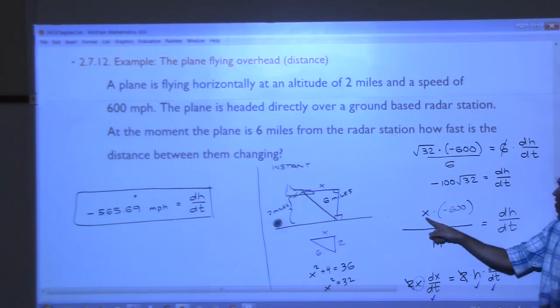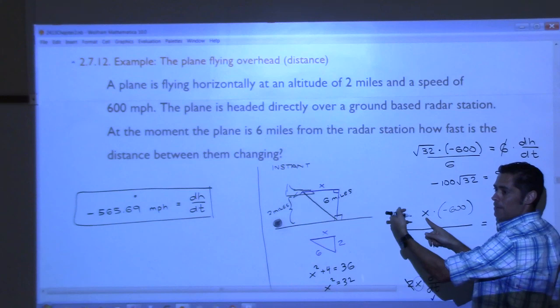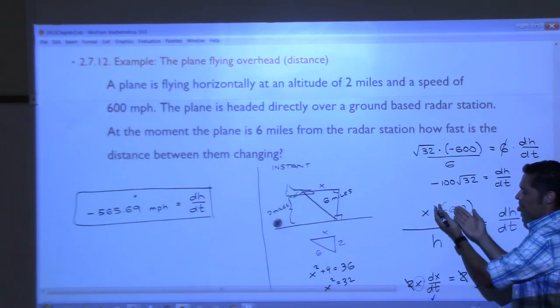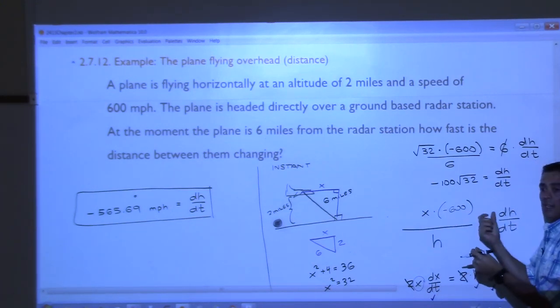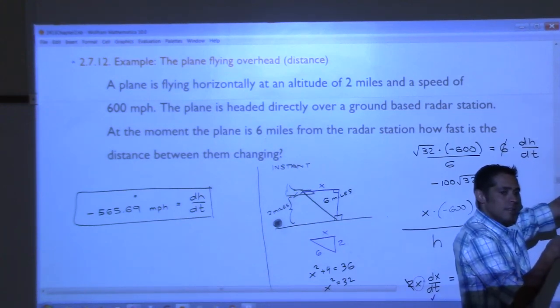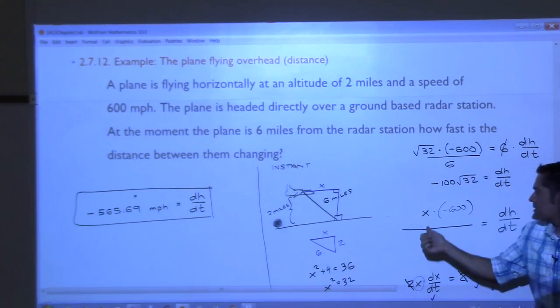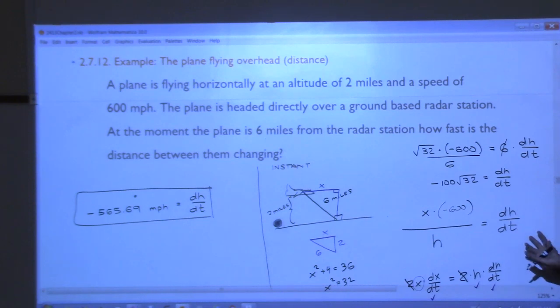If x is positive, then we're going to have a negative number. If x is negative, meaning the plane's over there now, you're going to have a positive speed. So everything is in this formula. It's actually kind of remarkable that it's all here. All right, well, next example.